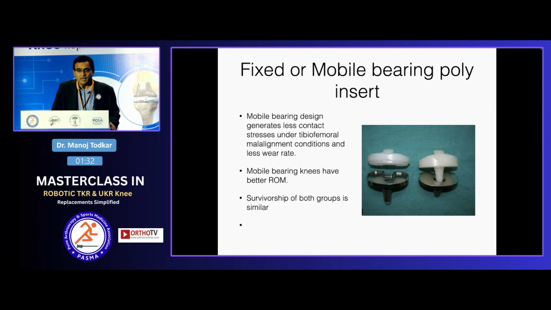Fixed and mobile bearing polys. The mobile bearing design generates less contact stress under tibiofemoral malalignment conditions and has a lower wear rate. The mobile bearing knees have better range, and the survivorship of both the knees is the same.